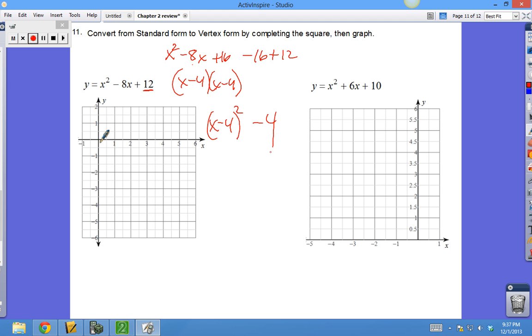So now I'm starting here at 0, 0. Minus 4 means I'm going to go 4 to the right. 1, 2, 3, 4. Down 4. 1, 2, 3, 4. There is my vertex. It is over 4, down 4. So let's get a dot close to it. Let's try over 5. So 5, plug it in for x. Do the math, it will give you the y. 5 minus 4 is 1. Squared is 1. 1 minus 4 is a minus 3. So now go over 5 and down 3. Reflect that dot right there. And you are done. Okay, last one.